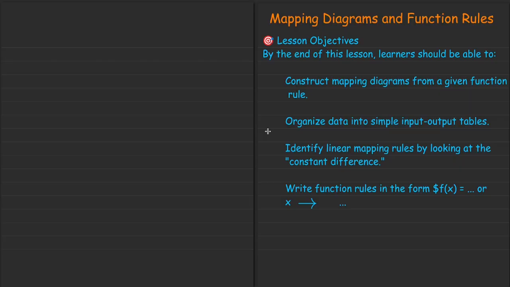In this lesson, we are looking at mapping diagrams and then function rules. These are the lesson objectives. Without much ado, let's look into it.